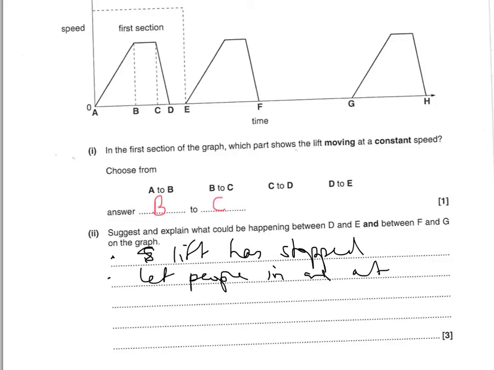And then the third mark is saying why is this time longer than this time? So probably more people let out between F and G.